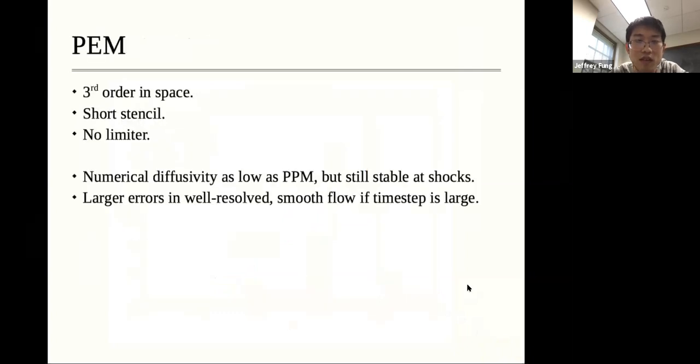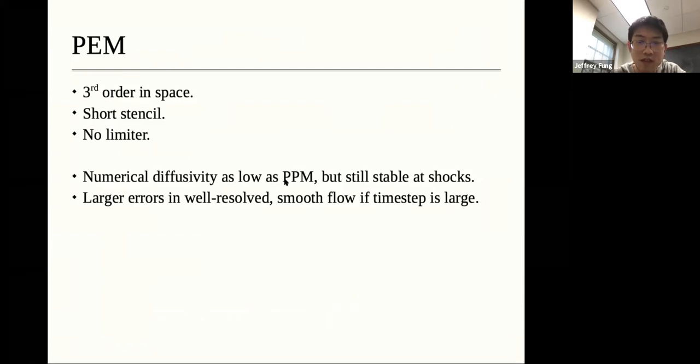So this is the summary of what PEM is. It is a reconstruction method that is third order in space. It uses a short stencil, just one neighboring cell on each side, just like PLM. So it simplifies calculation, simplifies data transfer, and then no limiter. So you don't have to worry about the limiter at all. You don't have to worry about what to choose.